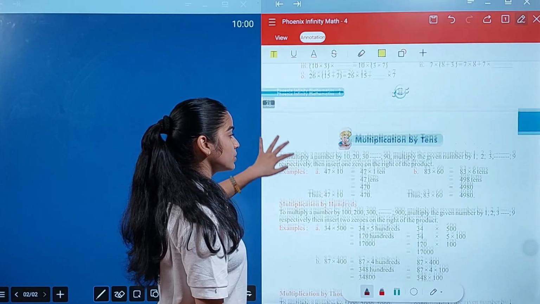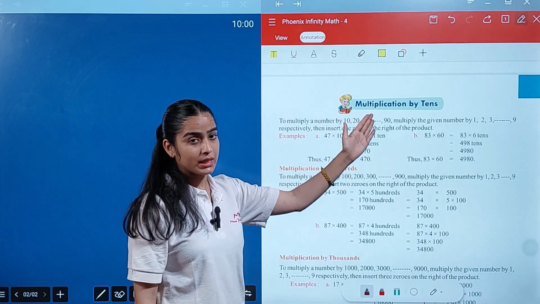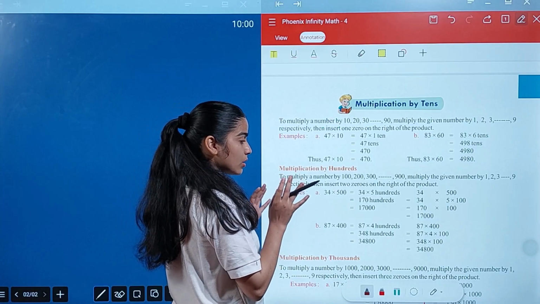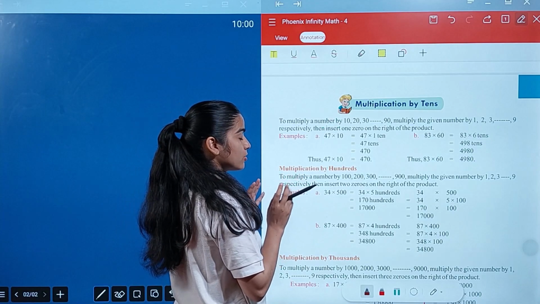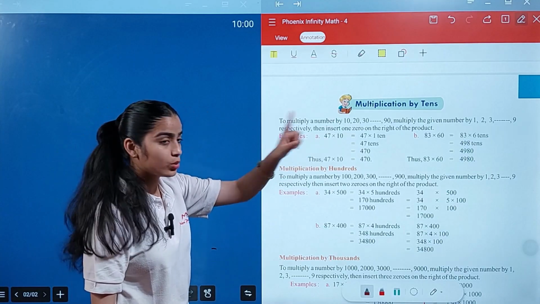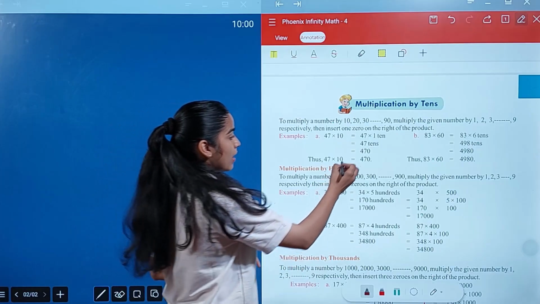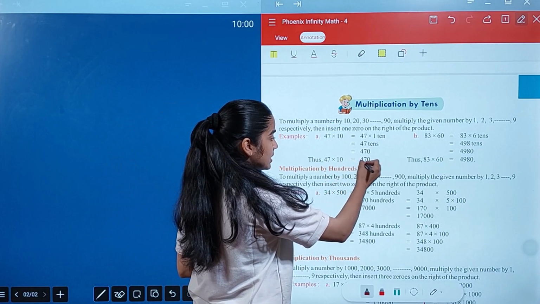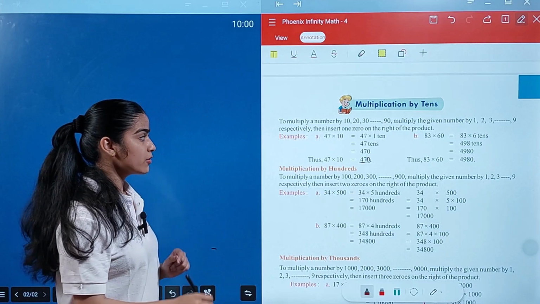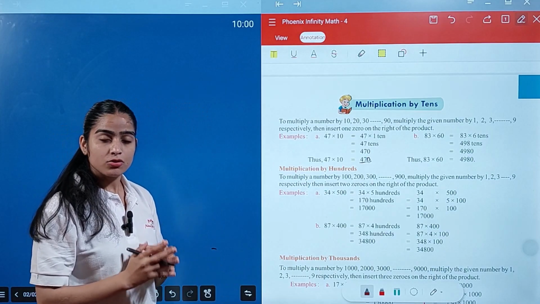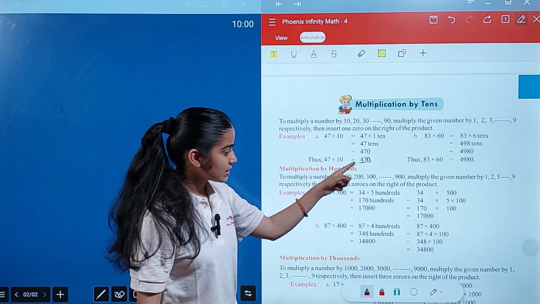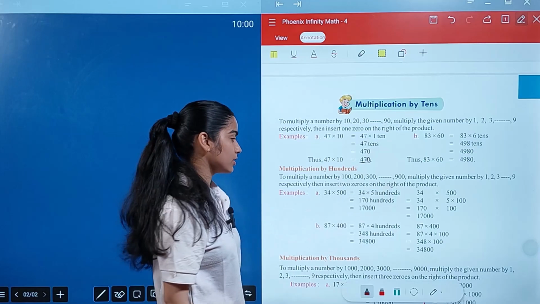Now move forward to the next concept, which is multiplication by 10. In this case, you just have to do only one step: count how many zeros you have. For example, here we have only 10. So you write your number 47 as it is, and then the zero after this. Whenever you have a multiple of 10, you just count how many zeros you have, write the number as it is, and then write the zeros after it.